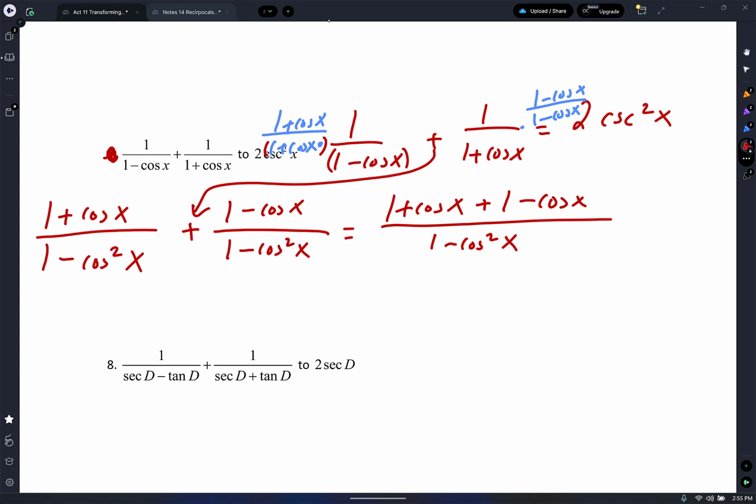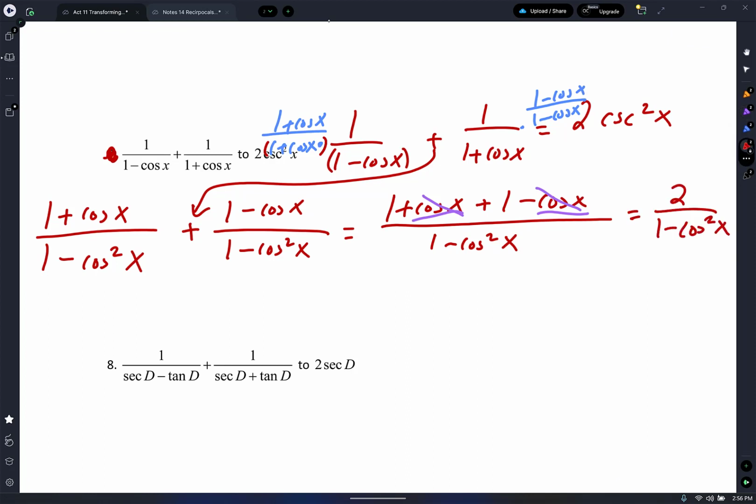What is going to zero out? The ones add up, but the cosines zero out. Do you see how this one's positive and this one's negative? So those cancel each other out. When I say zero out, I mean, when you add them together, they zero out. Does that make sense, guys? Okay. So when you do that, what's 1 plus 1? So you get this.